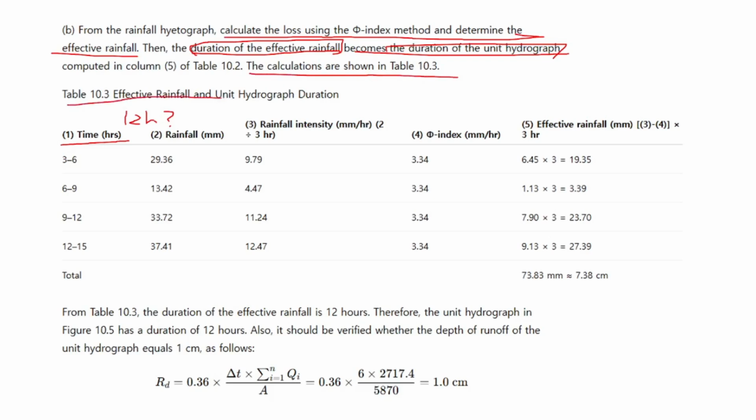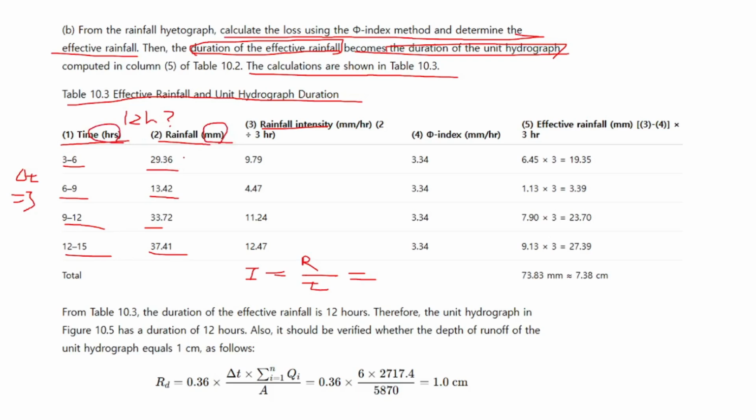Table 10.3, effective rainfall and unit hydrograph duration. We have the times, and we know the time intervals are 3 hours: 3 to 6, 6 to 9, 9 to 12, 12 to 15. We have the rainfall values and the rainfall intensity I, which is the amount of rainfall divided by time. So it's millimeters divided by time: 29.36 divided by 3, 13.42 divided by 3, and so on.